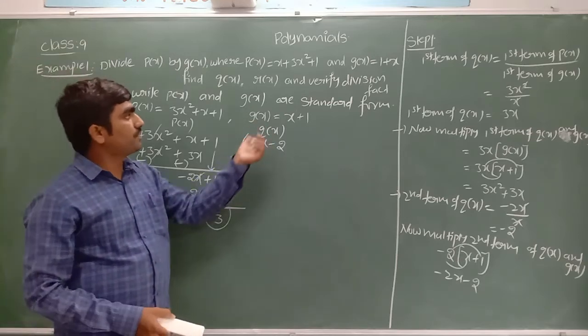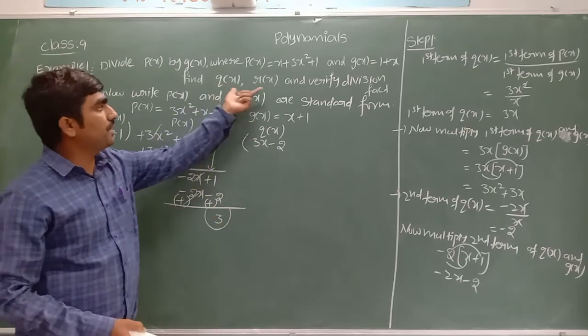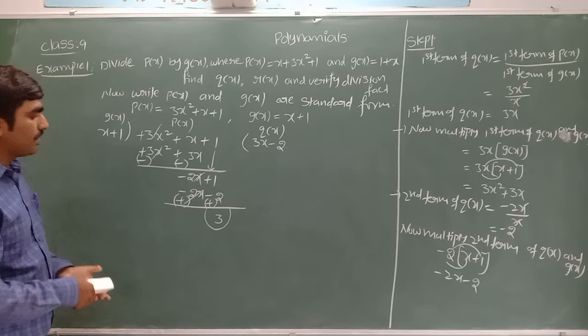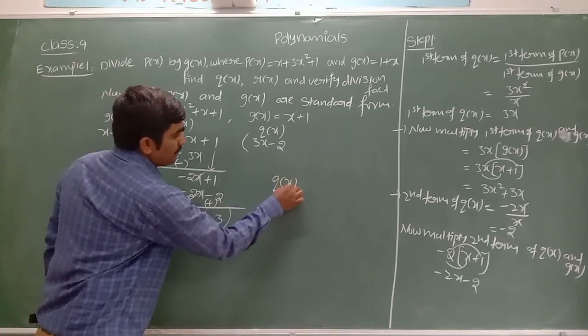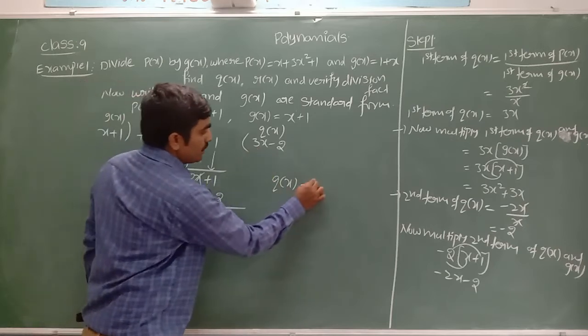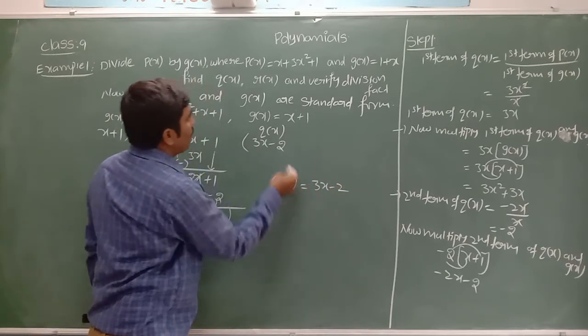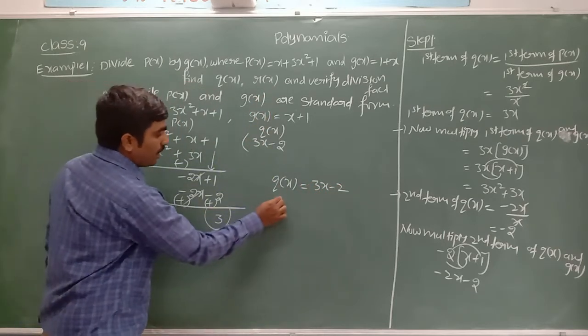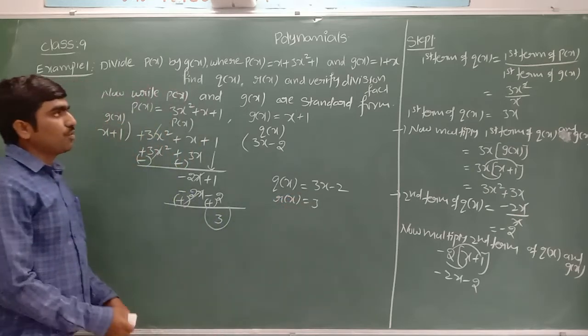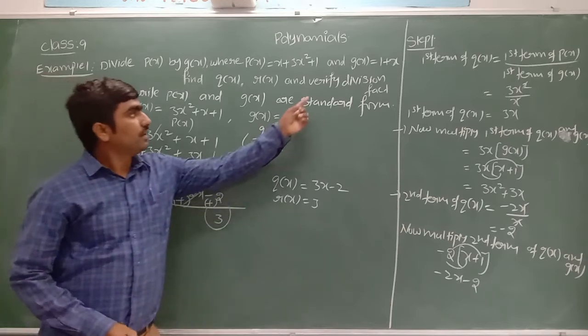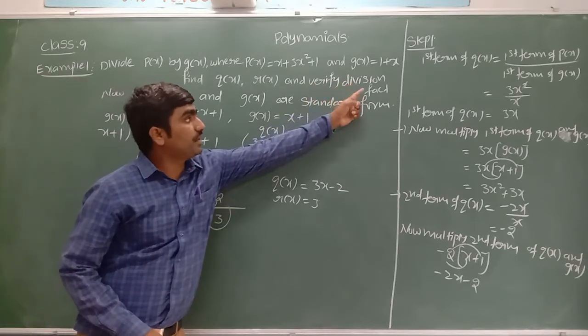They are asking, after long division, find the quotient and remainder. Now from here we can write what is the quotient and what is the remainder. Tell me what is the quotient? Quotient q of x is equal to 3x minus 2. What is the remainder? Remainder r of x is equal to 3. After writing that q of x and r of x, they are also asking to verify the division fact.